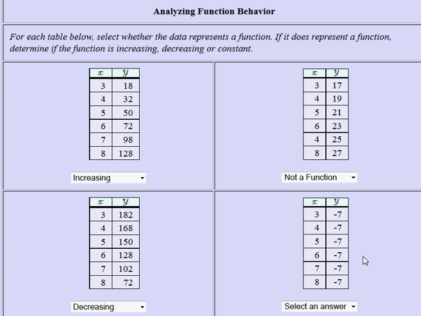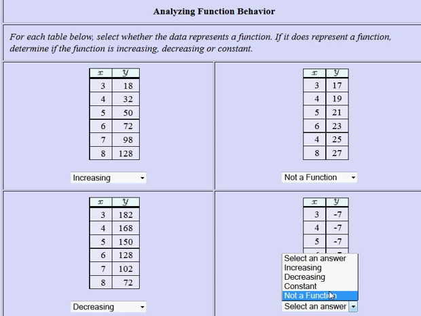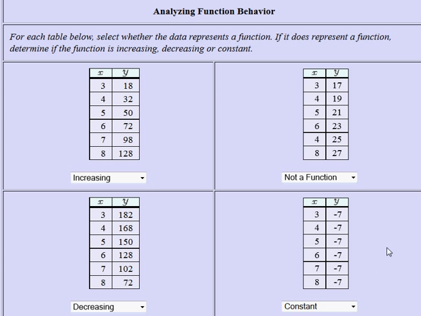So now I have to say whether it's increasing, decreasing, or constant. Well, this is a constant function. The definition of a constant function is that no matter what you plug in, the y values are always the same, hence the word constant. If you were to graph this, this would be a horizontal line. I'm going to go down here and select that it is a constant function. And that's basically the end of the problem.